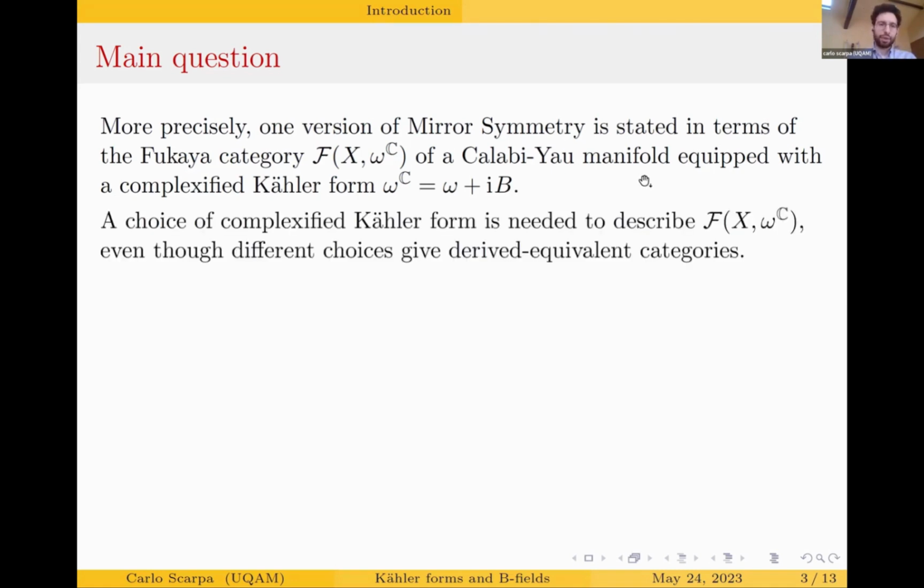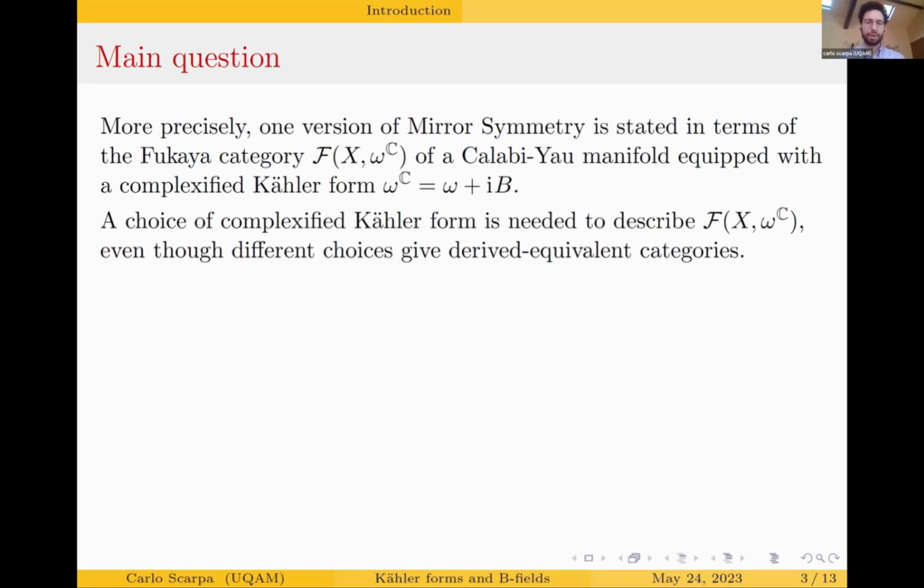And a choice of the scalar form is needed to describe this category. For example, its objects are Lagrangians with some bundle and a connection. Just the fact that they are Lagrangians tells you that they should have some connection with the choice of omega. On the mirror symmetry side, especially in homological mirror symmetry, you don't really care much about this because if you make a different choice, then the derived categories will be the same. So it's not that big of a deal that you have to choose a complexified Kähler form.